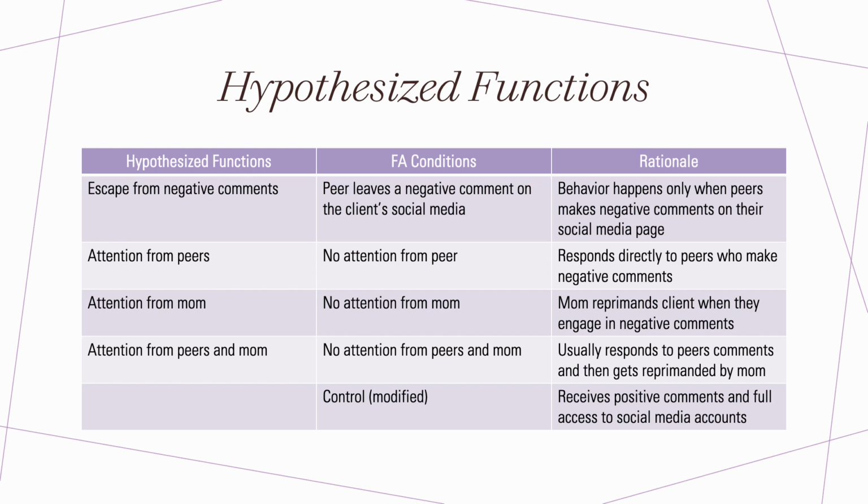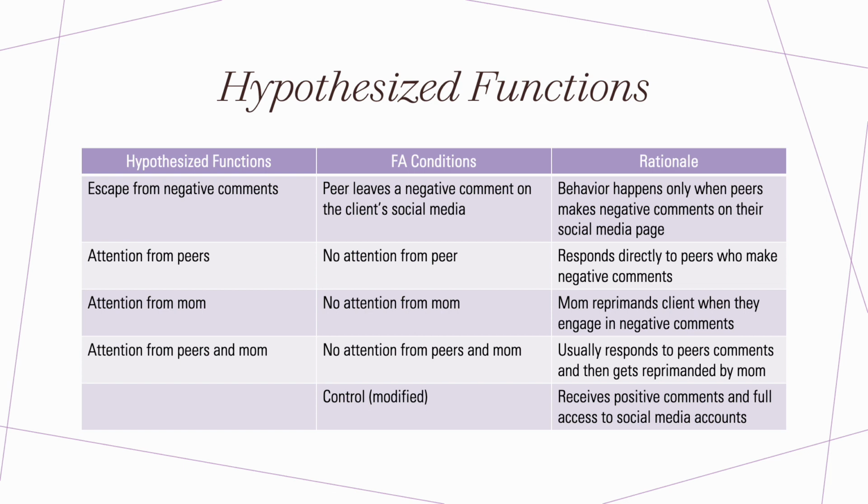The results from the FAST and the open-ended interview indicated that the hypothesized functions of the client's cyberbullying behavior may be an escape function from negative comments, an attention function from peers, an attention function from mom, and an attention function from mom and peers. Therefore, this functional analysis will consist of an escape condition from negative comments and 3 attention conditions.